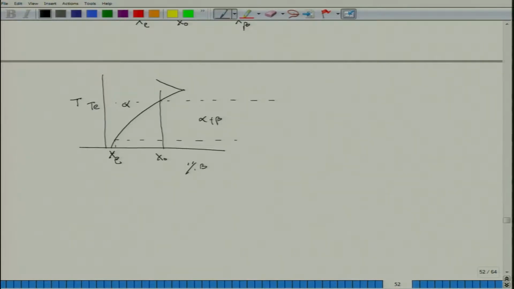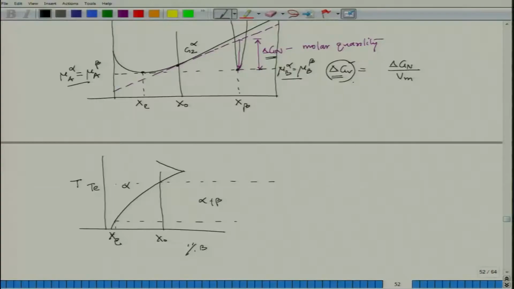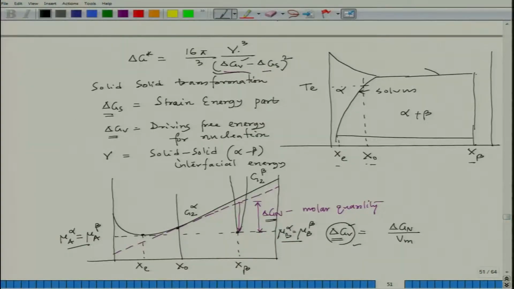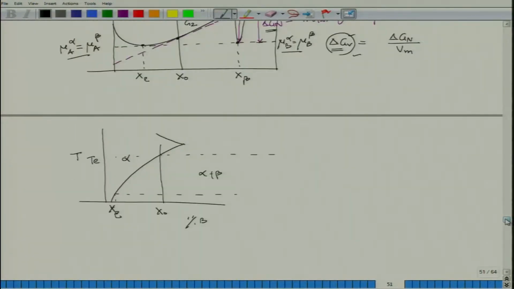Now since there is a contribution from strain free energy, we will not experience the total free energy change to be this. The total free energy change will actually come from this difference. This difference gives me the total free energy change, and since the delta GS term is positive in nature, it will actually reduce the driving force, and if the strain energy term reduces the driving force, then we have to go to further undercooling in order to get solid formation. That means the second phase formation, in this case it is beta.